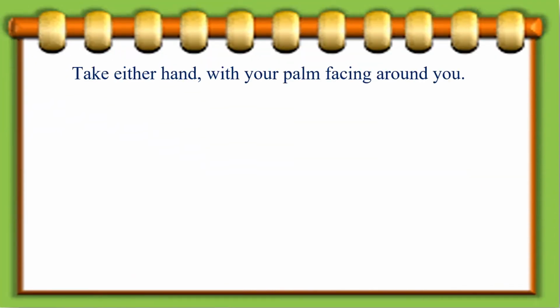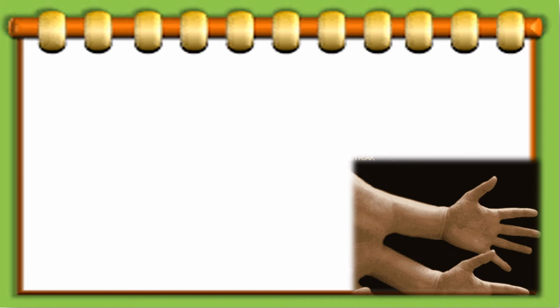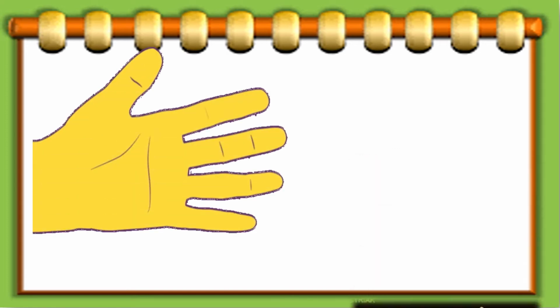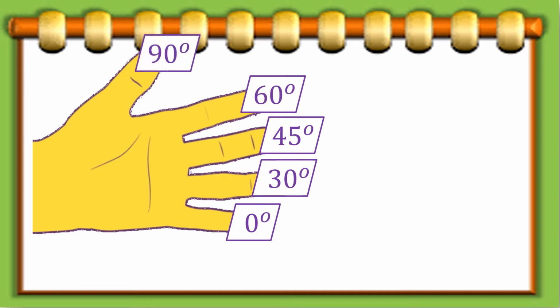So first, take either hand with your palm facing toward you. Next, with your palm facing toward you, your little finger will be your 0 degrees, your ring finger will be your 30 degrees, your middle will be 45, and this one is 60 degrees, and the thumb will be 90 degrees.